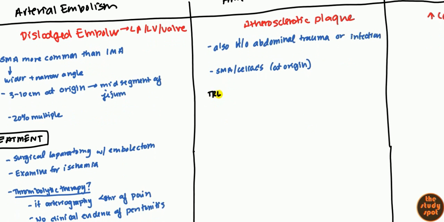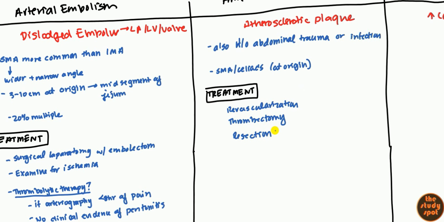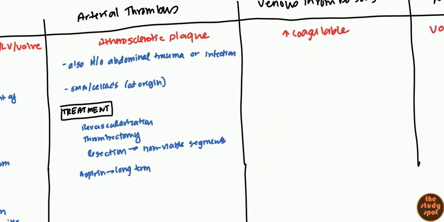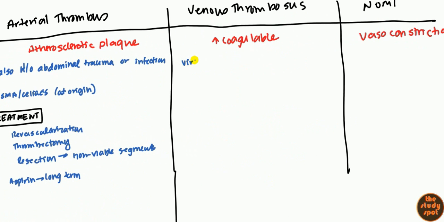For treatment, you want to do revascularization and thrombectomy, where you actually remove the thrombi. After you're done with that, you do need to resect any non-viable segments. And then in this case, we generally give aspirin for long-term control to prevent the plaque from thrombosing again. So after arterial thrombus, we're now going to talk about venous thrombus.